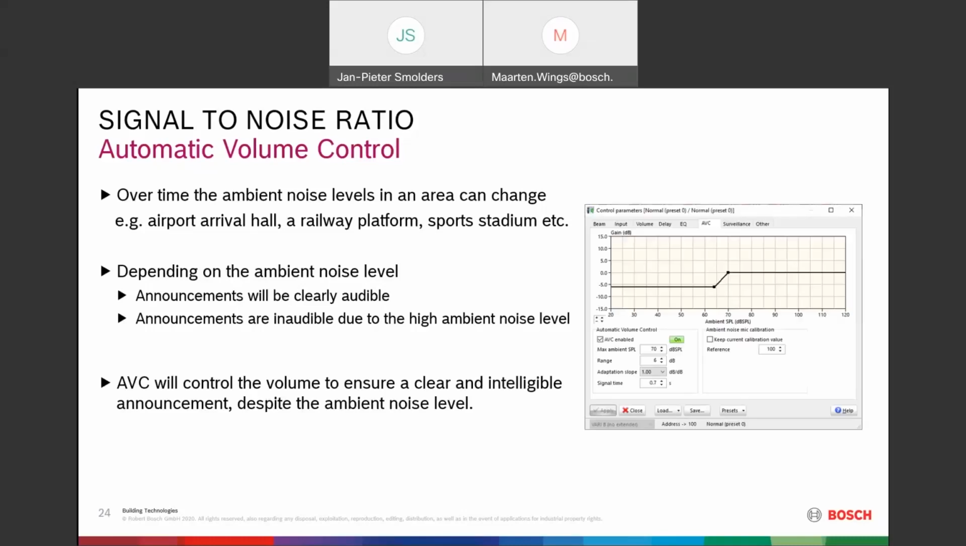Now there's a way to solve this issue with AVC, with automatic volume control, like you see here on the right from the Vari loudspeaker. What does it do? It will increase the volume if the ambient noise is increased. So at a certain threshold, you can set that in a system, the volume of your sound system will increase. So you can set that in certain steps, certain ranges. You can increase the volume.